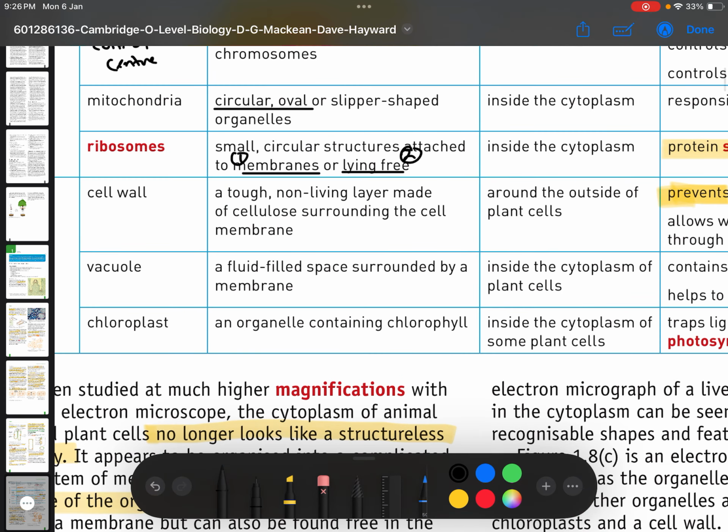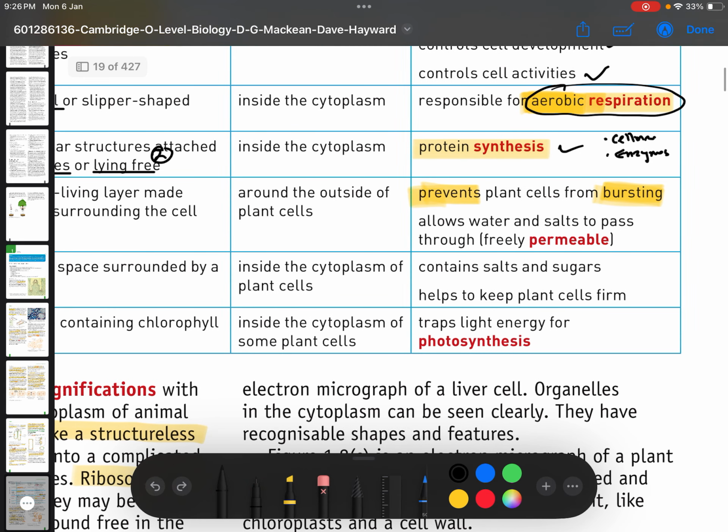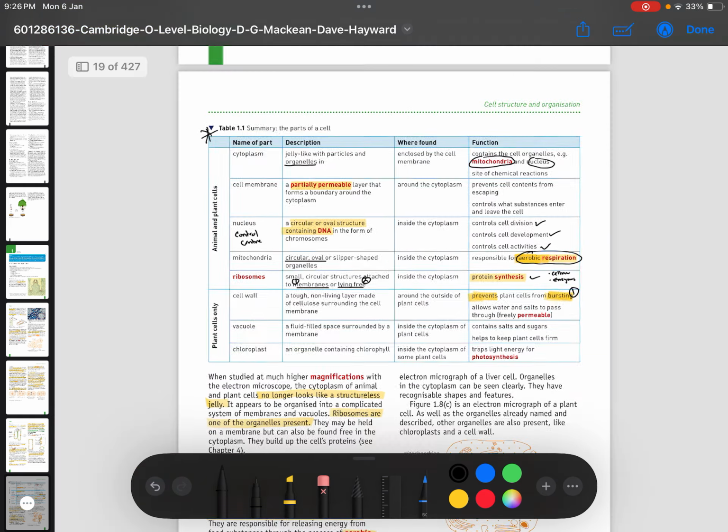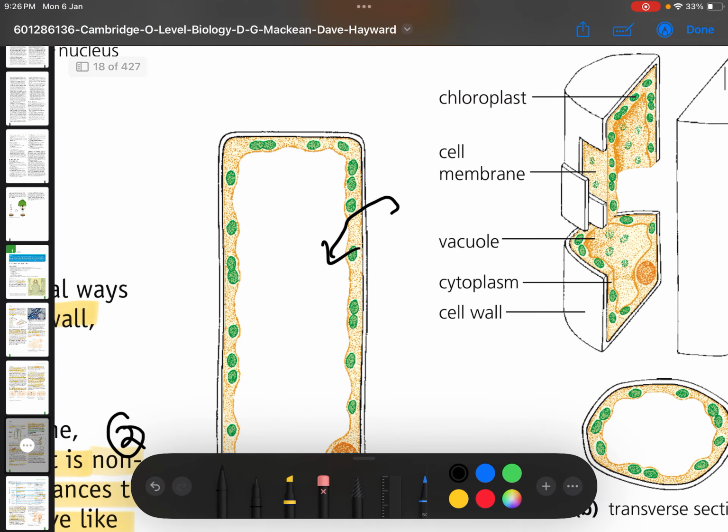Cell wall is a tough non-living material made up of cellulose. Very important. They ask in exams what the cell wall is made up of. You need to know that. It's outside of the plant cells. So it has two functions. Number one, it prevents the cell from bursting. For example, what if a lot of water moves into the cell and into the vacuole, and hence the vacuole pushes the cell out and out? The cell can burst, right?